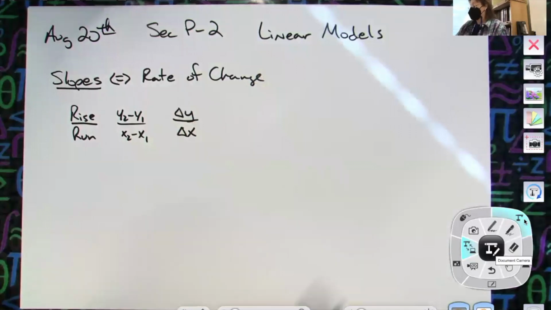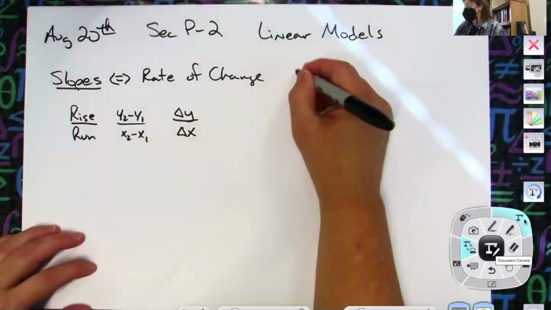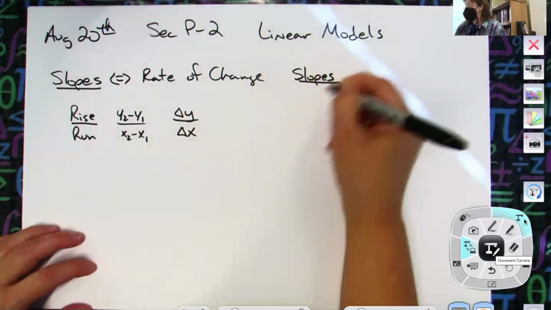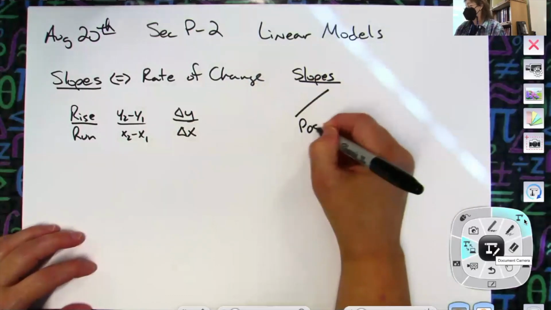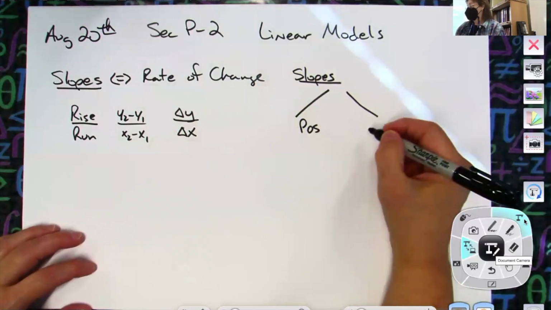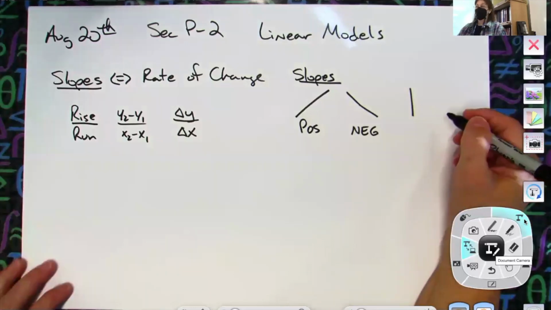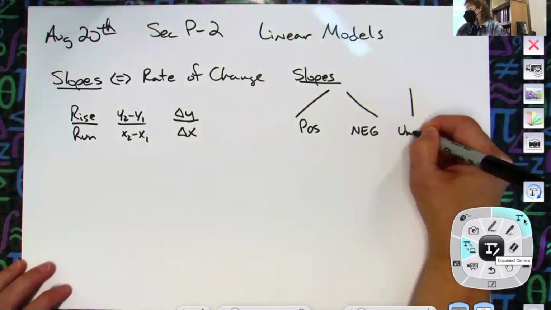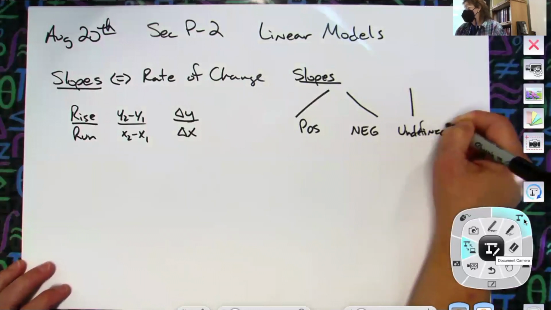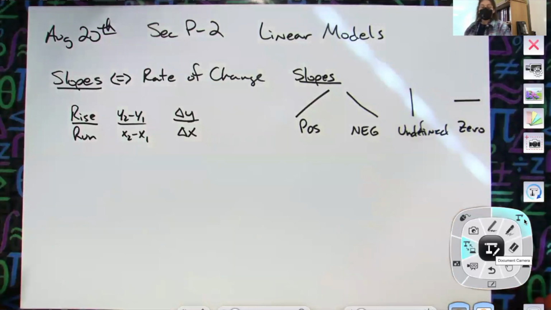Let's see, how much do I have to review? In general, let's go slopes again here. If I have a line that looks like this, that has what kind of slope? Positive. If I have a slope like this, it's negative. If I have a straight up and down one, undefined. And when I have the horizontal one, that's the zero slope. So again, that's just kind of review. You've got to be really, really good at that.